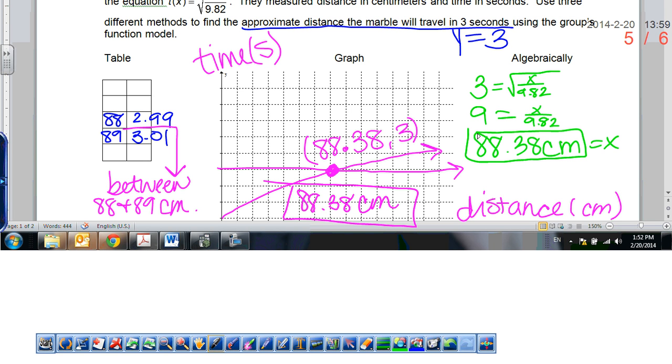So just like with inverses and solving equations, I want you to be prepared to solve application problems using all 3 methods: tables, graphs, algebra. All right, let's look at number 2.